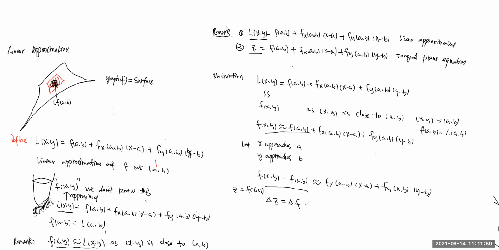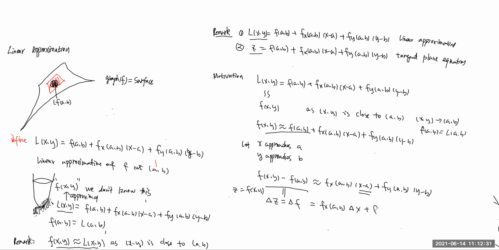This is the notation we know from before. This is the difference of two points. We write it as delta Z or delta F. This is just a definition. Okay, and if you don't count the errors, you can write this as fx(A,B) times delta x, right? Delta x is just a definition.